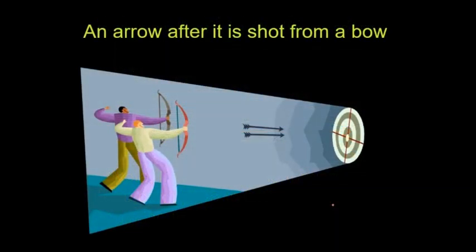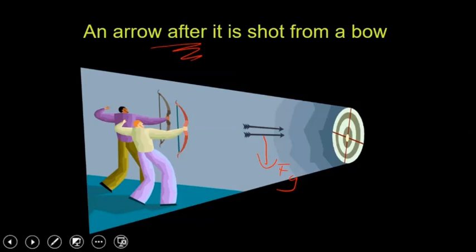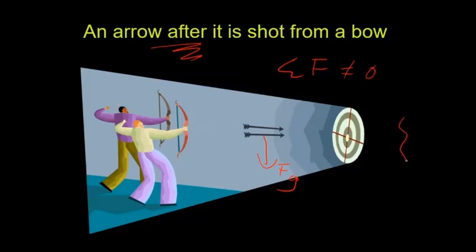All right, shooting an arrow after it's shot from a bow. This is after it's shot, not while it's in the bow, so it's in the midair. It's just like our turtle. Gravity's pulling it down, and that's it. There's nothing else going on in the air. You could worry about air resistance or something like that, but we haven't talked about putting air in there. So the only force on it is gravity. And the sum of all forces is not going to be 0 because it's got gravity pulling down.